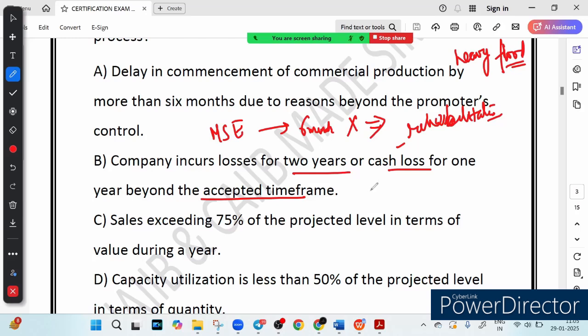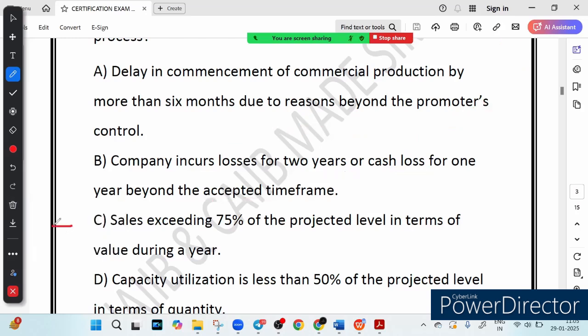You should remember option C says that sales exceeding 75% of the projected level in terms of value during a year. This is an incorrect statement and hence the correct answer. If sales exceed 75% of projection, it shows the business is performing fairly well and does not require rehabilitation. Obviously, sales is larger than 75% of the projection, so why is there a need of rehabilitation? In fact, such businesses are considered stable and successful.